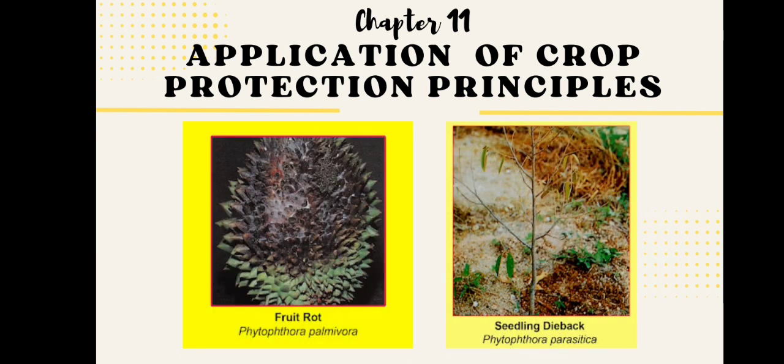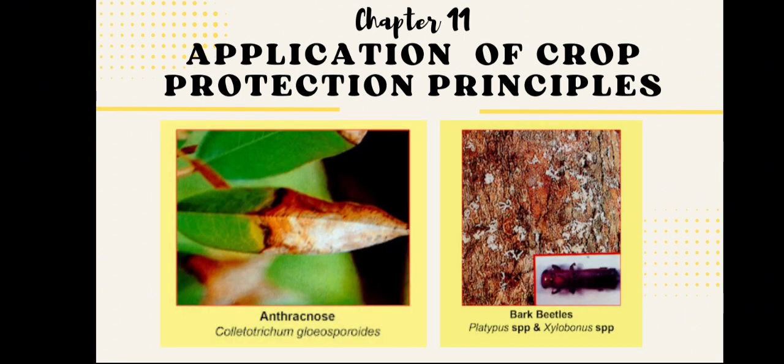And the fruit rot. This fungal disease affects the fruits of the durian tree, leading to rotting, spoilage, and the decrease of fruit quality. Then anthracnose, this fungal disease affects not only the leaves and flowers but also the fruits of durian trees, potentially leading to significant damage and reduced fruit quality.